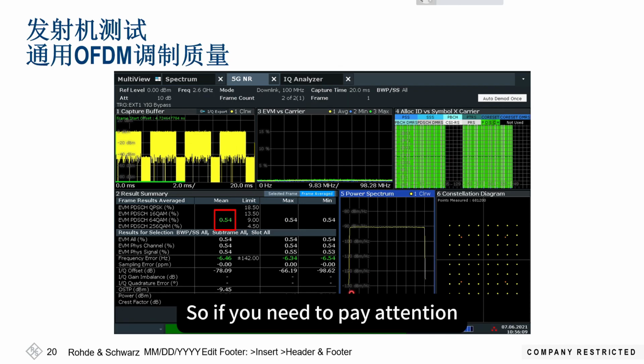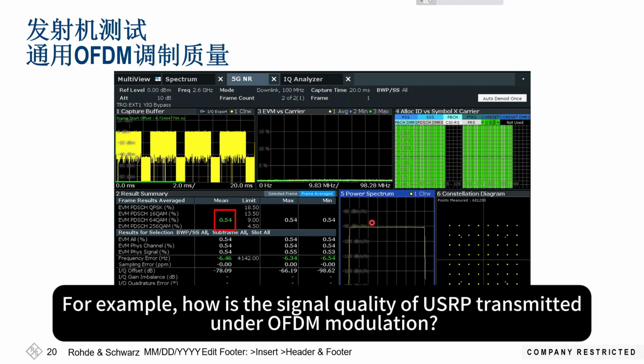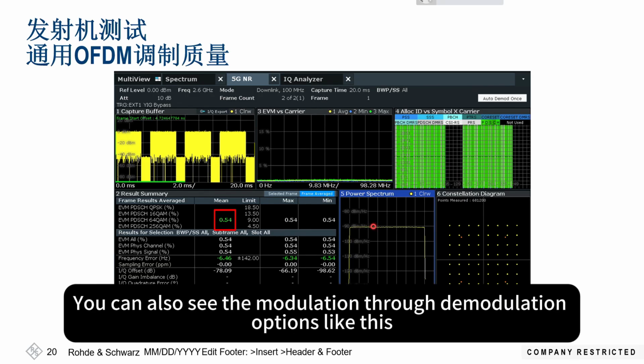So if you need to pay attention, for example, to how the signal quality of a USRP transmission is under OFDM modulation, you can also see the modulation through demodulation options like this.